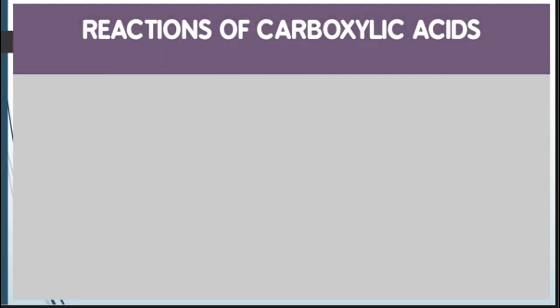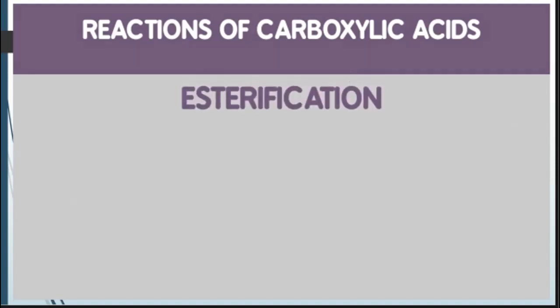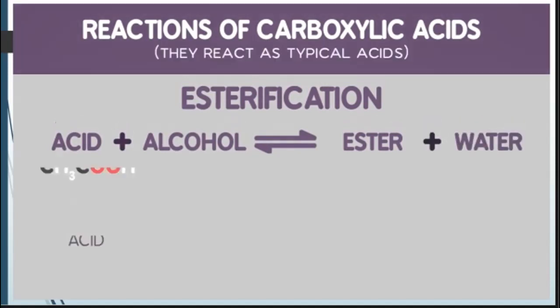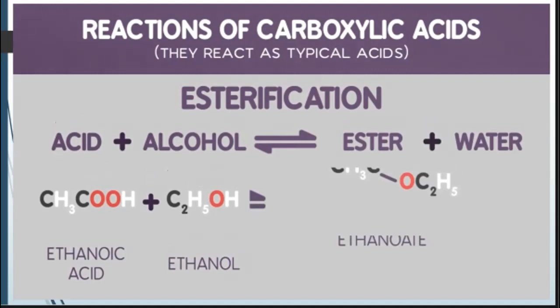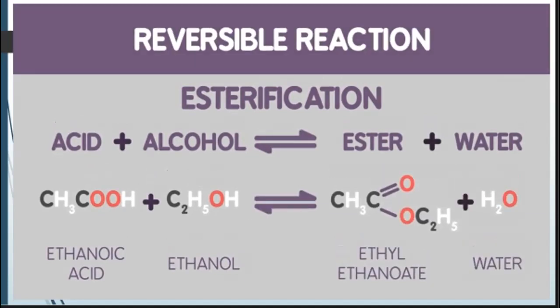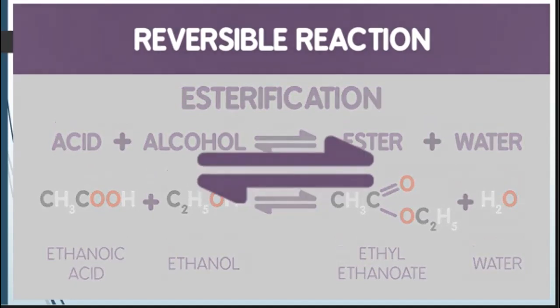Carboxylic acids also give another important reaction called esterification. Here they react with alcohols to give an ester plus water. An example is ethanoic acid and ethanol to ethyl ethanoate and water. This is a reversible reaction, which can be seen from the directions of the two arrows shown.